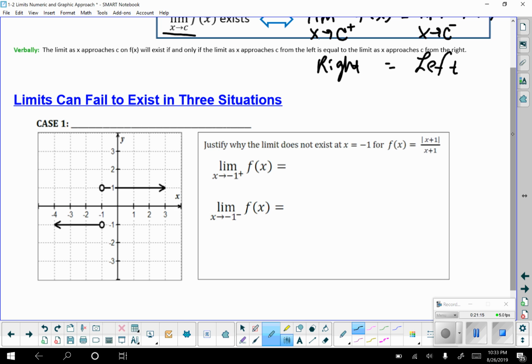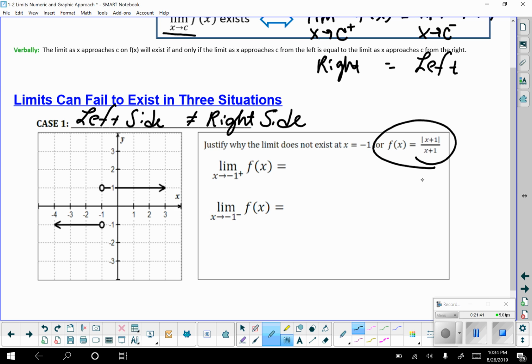Limits can fail to exist in 3 situations, and our first one is when the left side does not equal the right side. We're talking about one-sided limits here. Given this picture, I notice right away I've got a jump discontinuity at -1. That would mean the limit does not exist at -1.